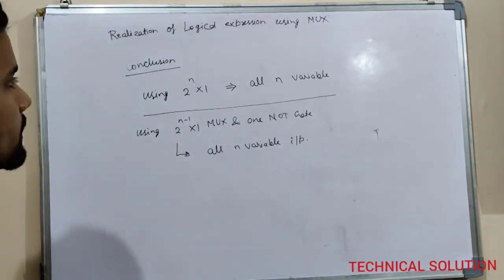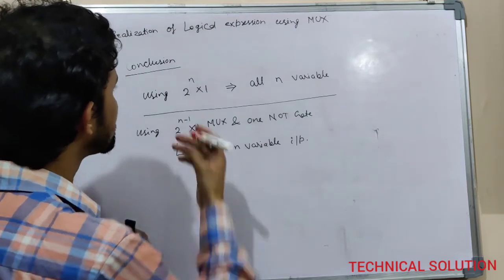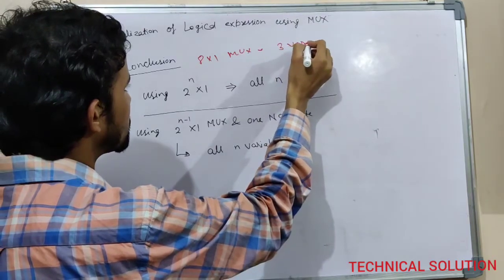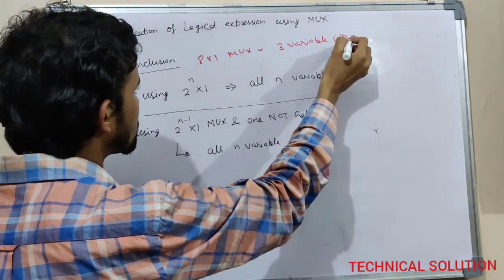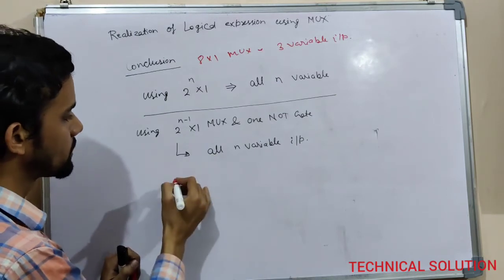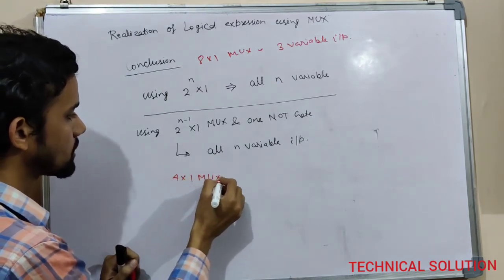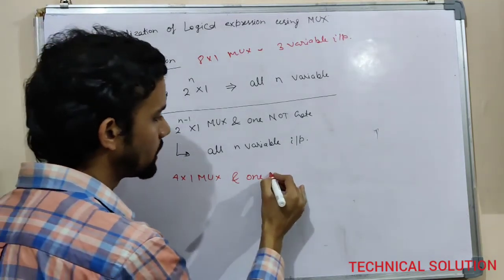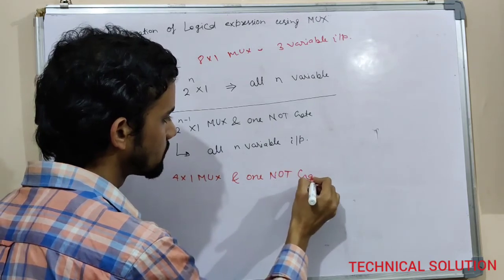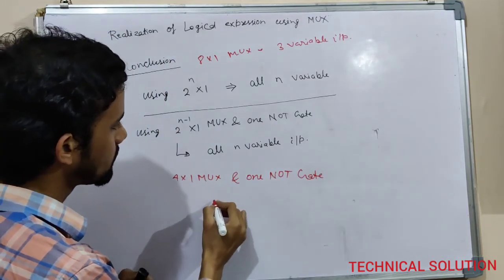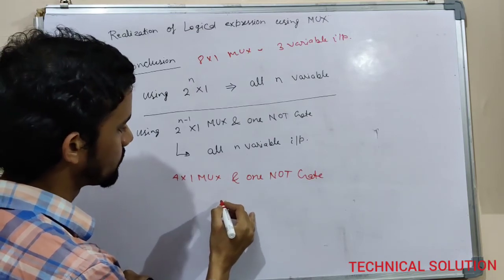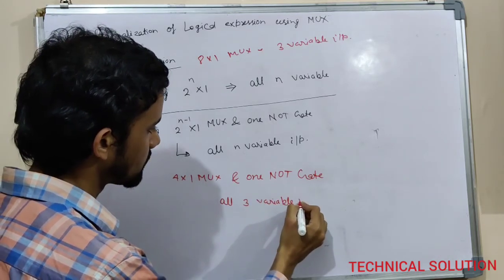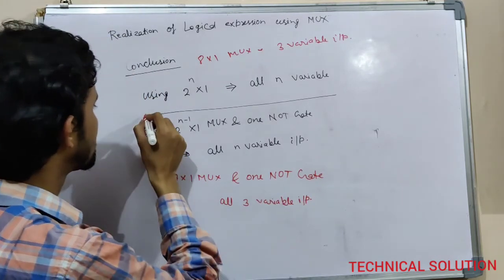What I want to say is, in the previous question we saw that using an 8x1 mux we realize all 3 variable functions, and in this question we saw that using a 4x1 mux, with the help of 1 NOT gate because the input is in complement form, we can also realize all 3 variable functions. And this is the generalized form of this.